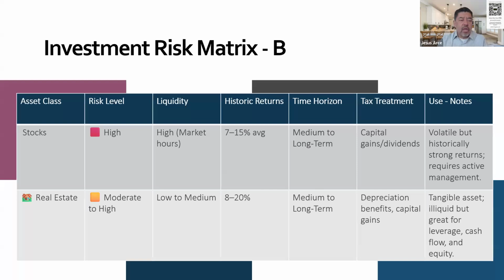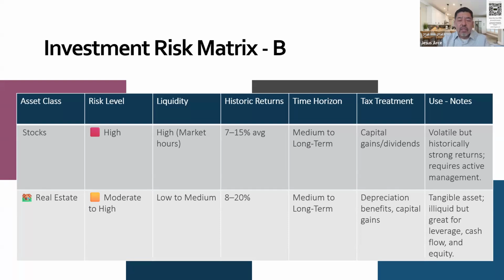The next asset class we'll talk about is stocks. Obviously, stocks can be a very high risk level. Also, the liquidity is very high because you can sell the stock at any time. You do have historic returns that run between 7 and 15% on average.